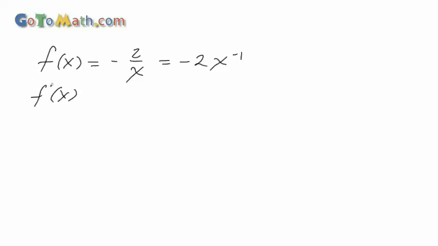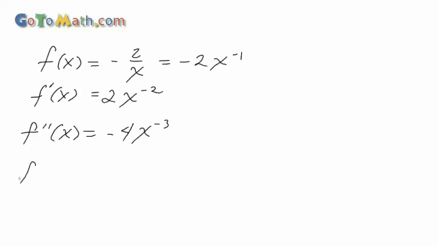So here we go. We got f prime of x is equal to, let's take that negative 1, bring it out front. Negative 1 times negative 2 is 2. Subtracting 1 from the exponent, and there you go. Alright, and then we're going to do this again. f double prime of x, take the negative 2, bring it out front. You get negative 4 x to the negative 3. Now what we'll want to do is rewrite this with positive exponents. So we have negative 4 over x cubed.